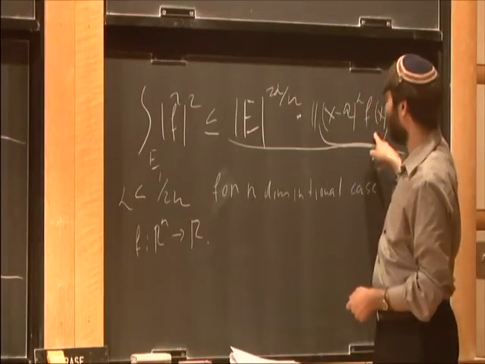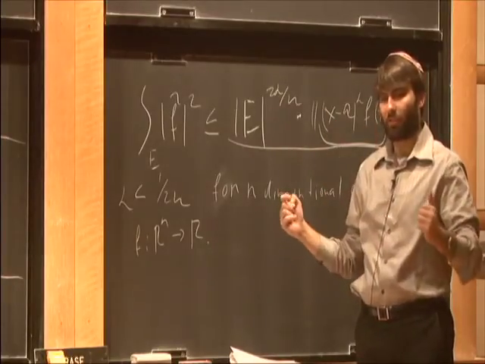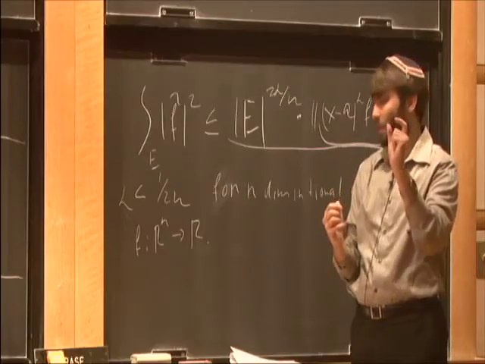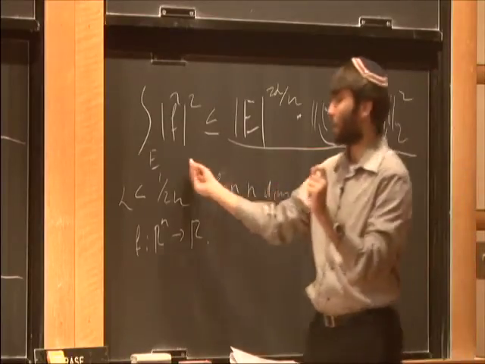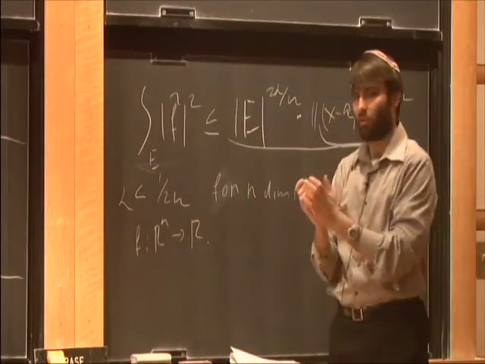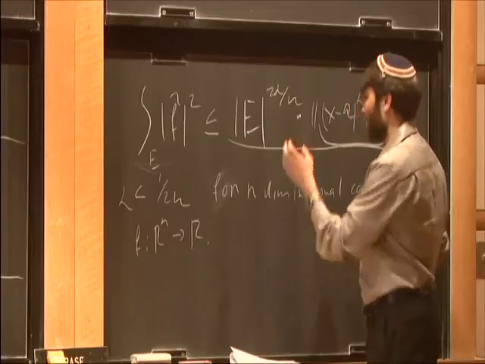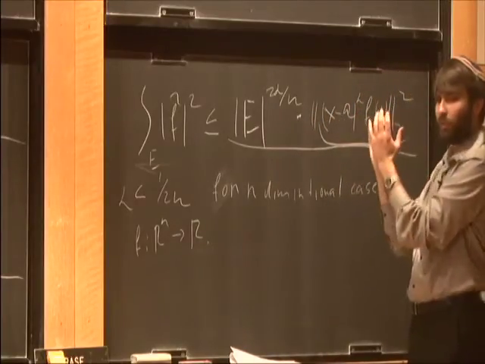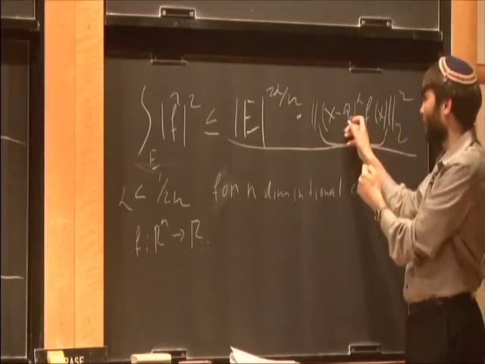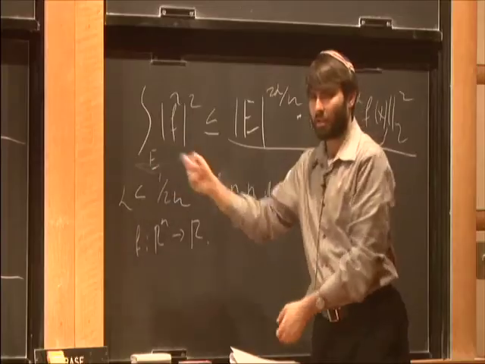Yes, so this is what I'm saying: you cannot have that f is concentrated around one point and its Fourier transform is supported over a small set. In this case, if this value is small, which means that f is concentrated around point a, then its Fourier transform cannot be concentrated on a small set E.